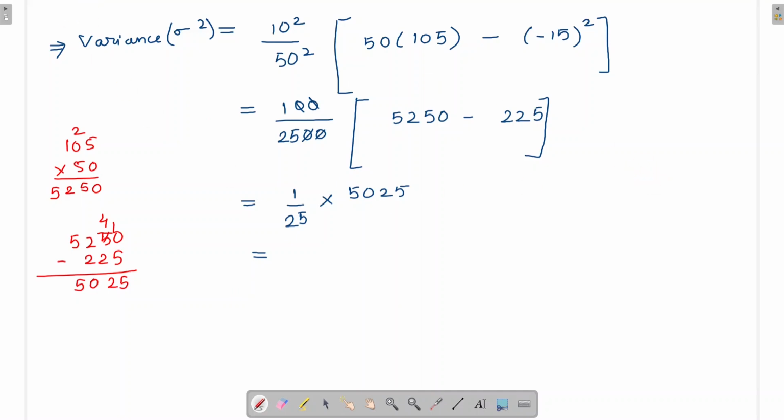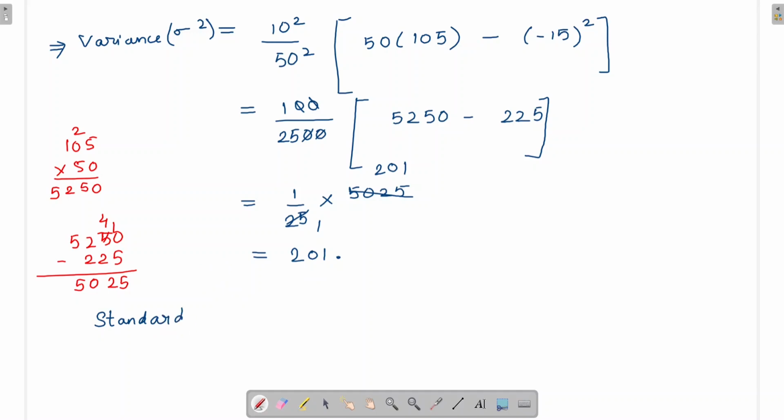So let us divide. Okay, so let us see. 25 on the 25, 25 to the 50, 2 is there, so 0, because 2 is smaller than 25, and 25, so 25 on the 25, so 201. Okay, the variance is 201. Now standard deviation we can calculate.